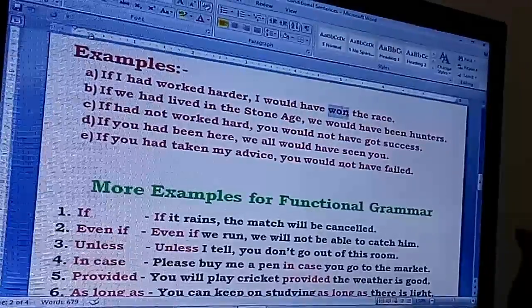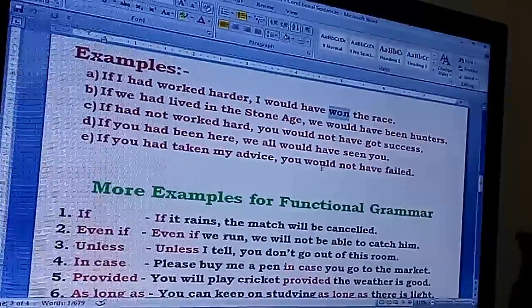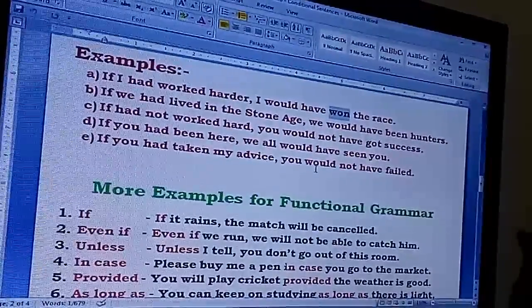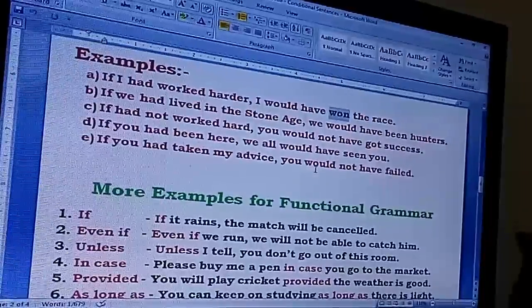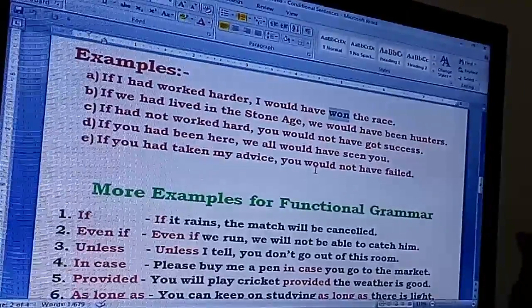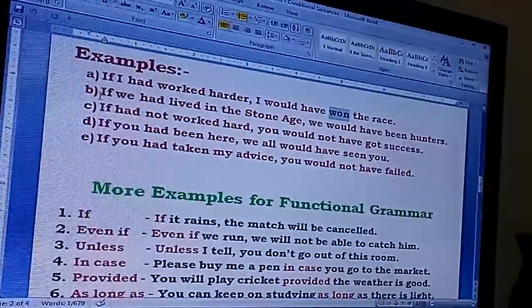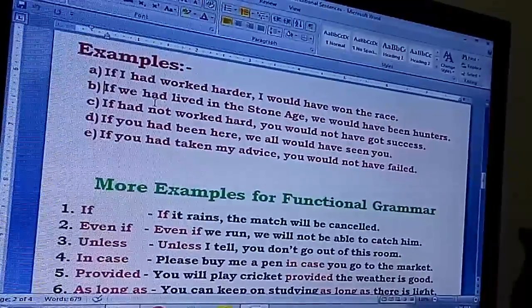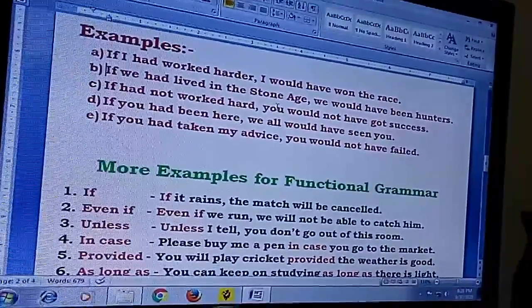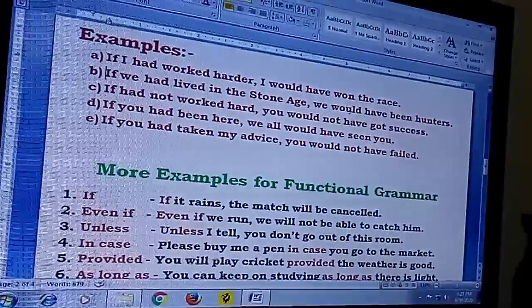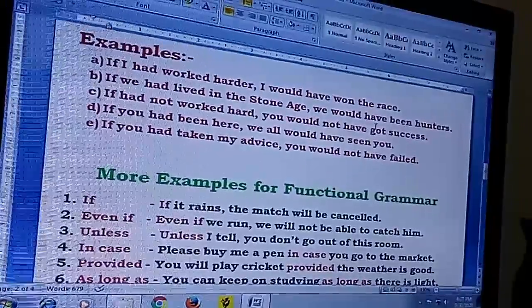It is the word won, won, and not won. Many of you mispronounce this word. This is won. If we had lived in the Stone Age, we would have been hunters.